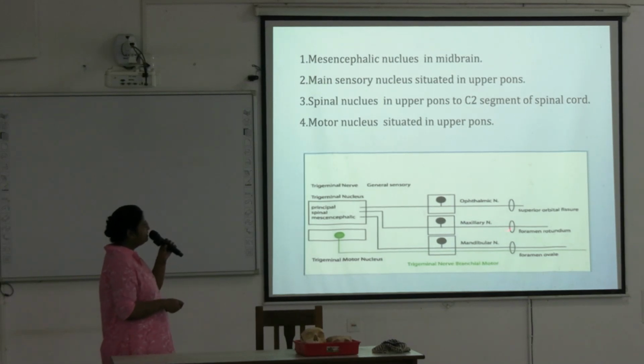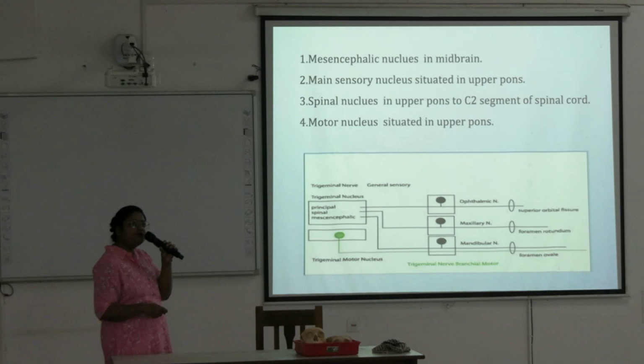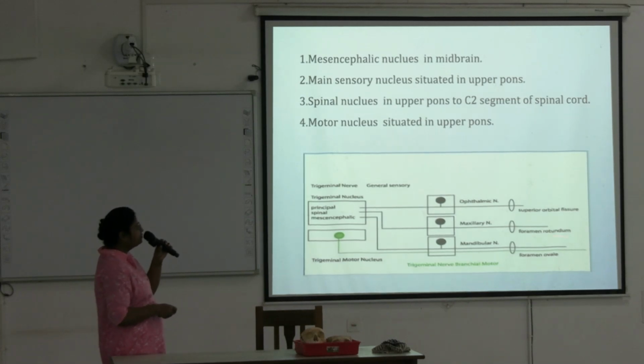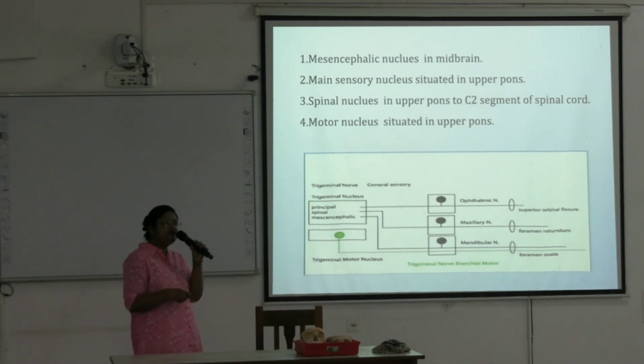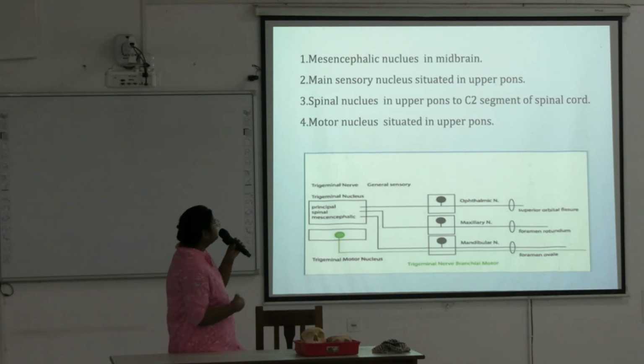Ophthalmic division, maxillary division. Ophthalmic division passing through superior orbital fissure, maxillary division passing through foramen rotundum, and mandibular division passing through foramen ovale. Okay, understood? These fissures and foramina through which they are passing are important for your viva table. Next.